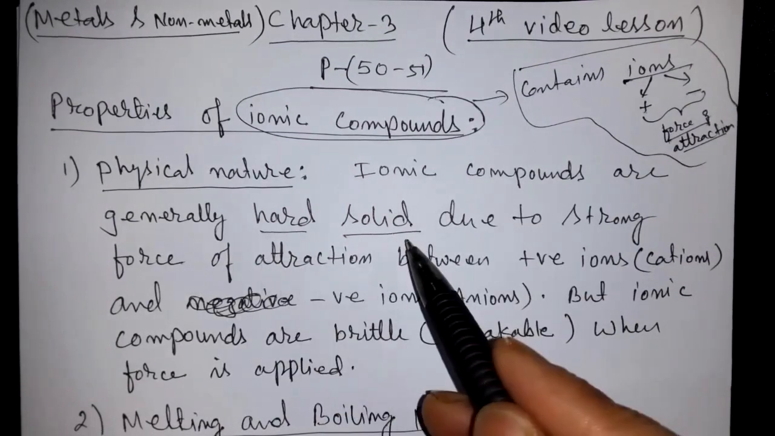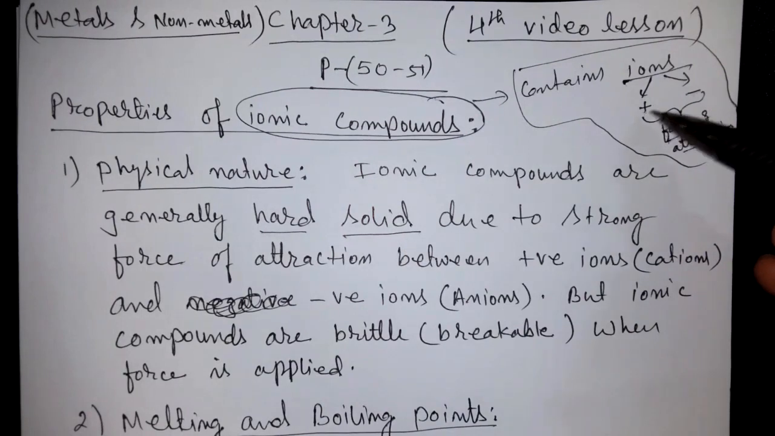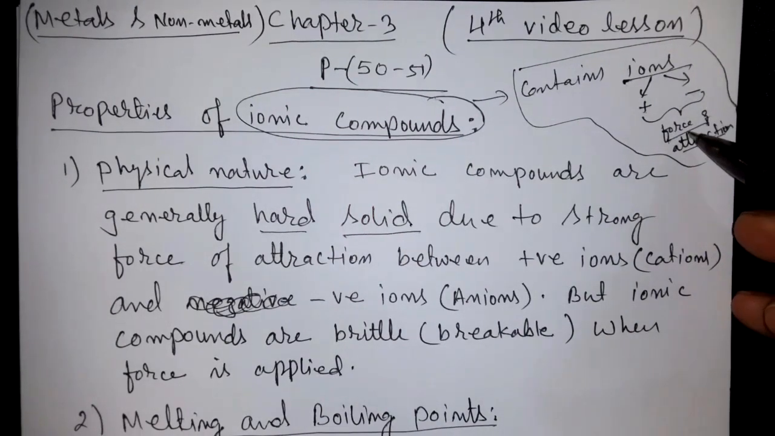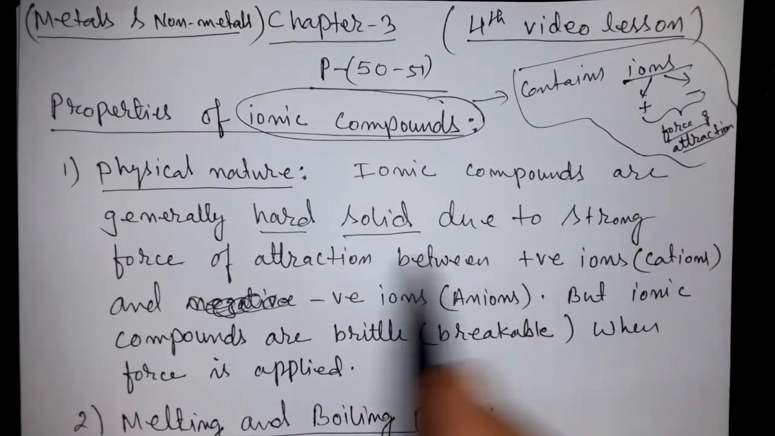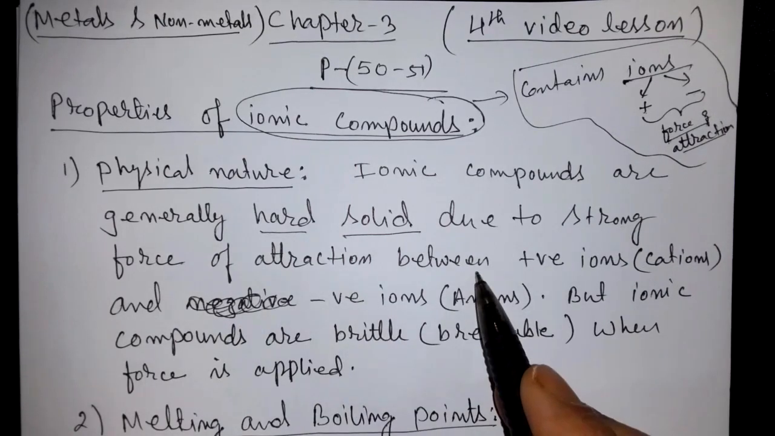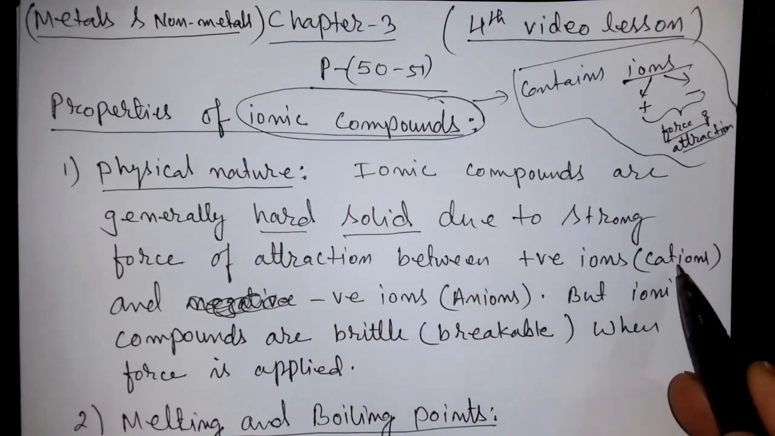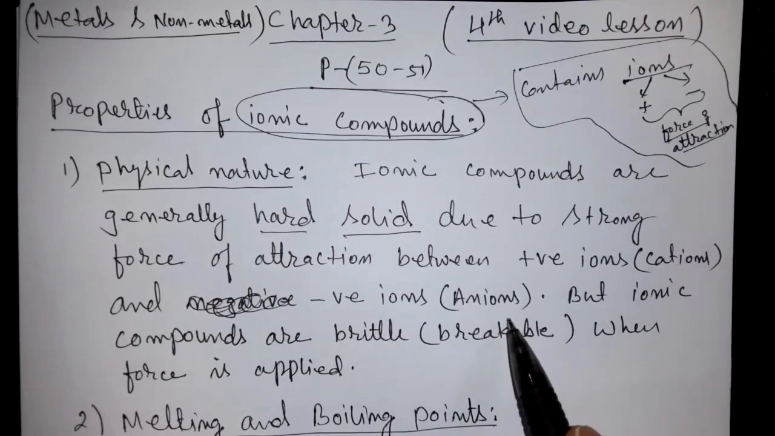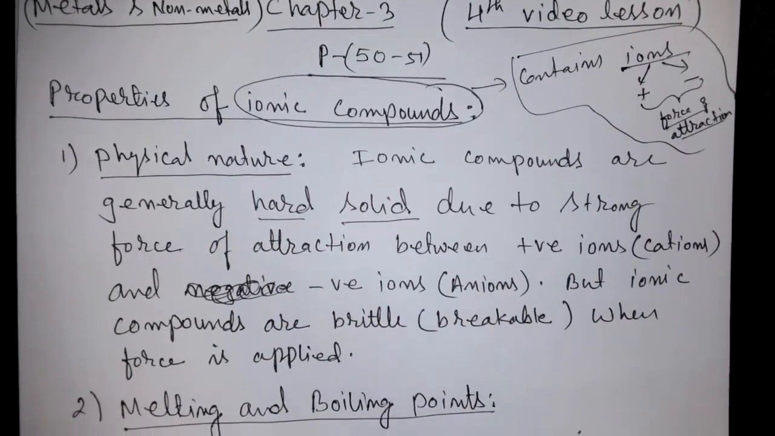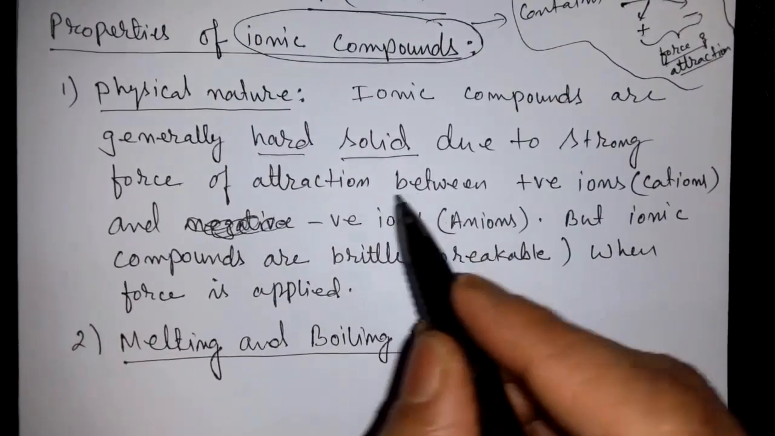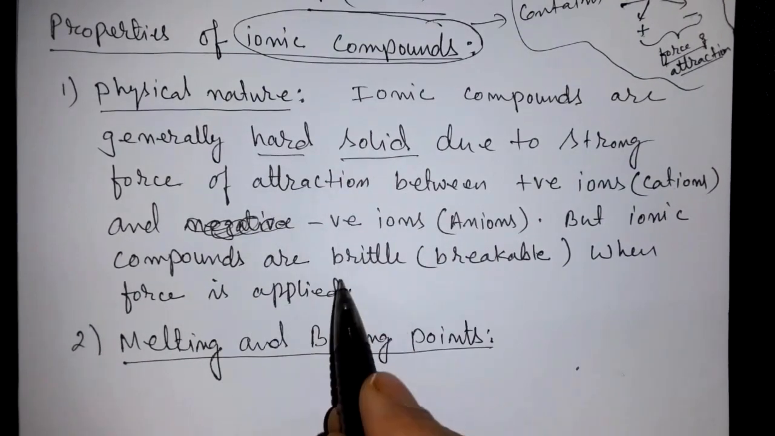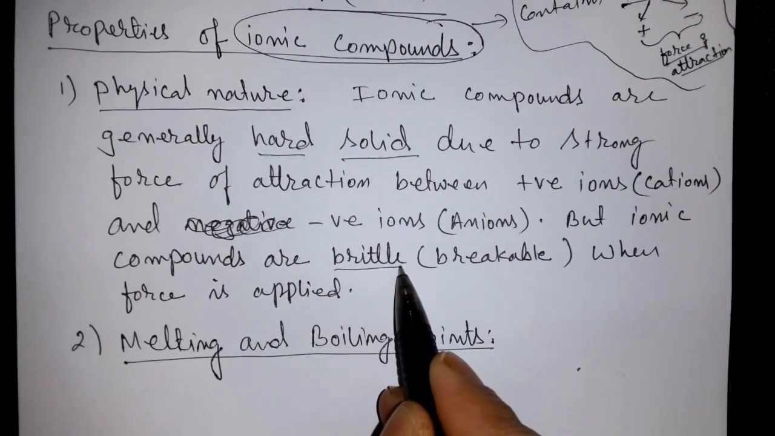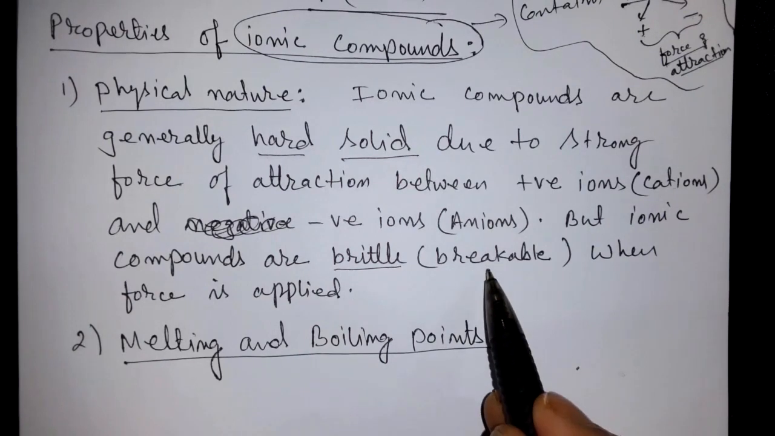Now, why are they hard solids? The answer is because between the opposite ions there is strong force of attraction, between the positive ion, which is called cation, and the negative ion, which is called anion. But one point you have to remember: in spite of being hard solids, ionic compounds are brittle. That means when you apply force, they will break.